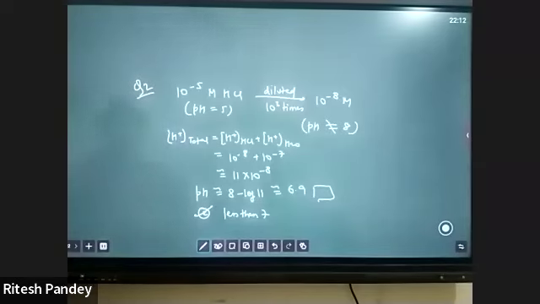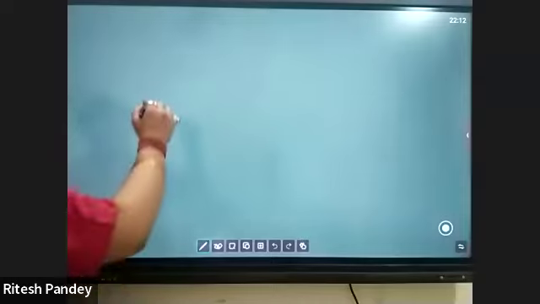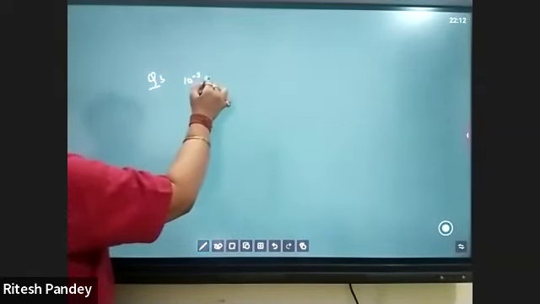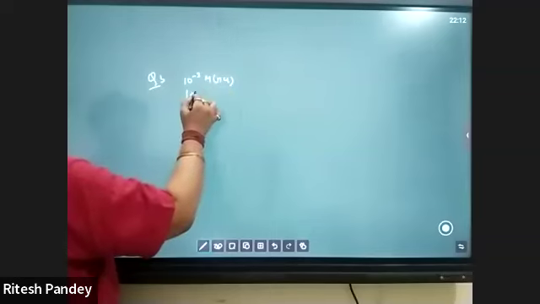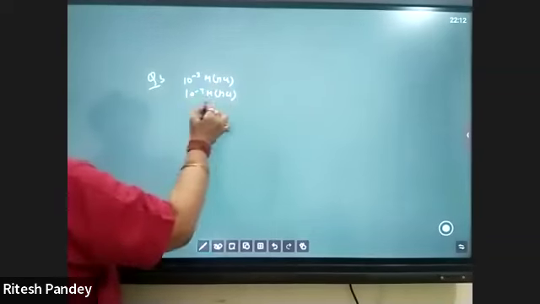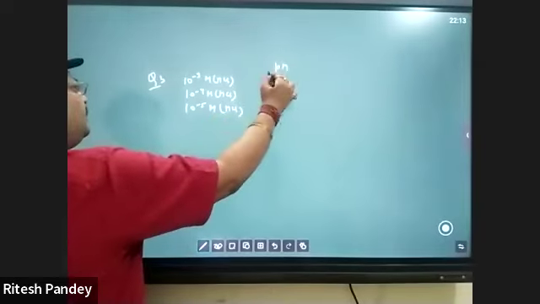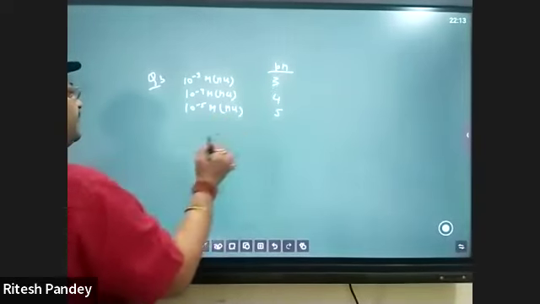Now, this is a basic thumb rule. Till 10 to the power minus 5 molar HCl, that's the basic thumb rule. So 10 to the power minus 3 molar HCl, 10 to the power minus 4 molar HCl, 10 to the power minus 5 molar HCl, we are allowed to write pH equal to 3, 4, and 5.